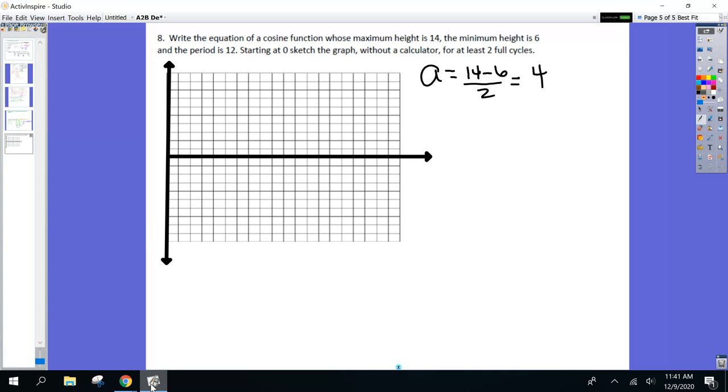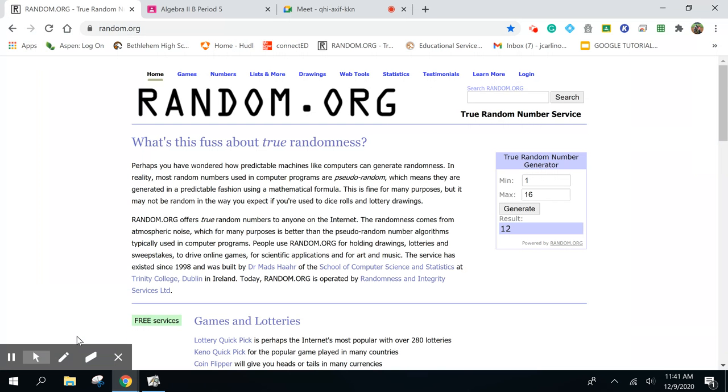Dan, how can I find the C value? The C value is 14 plus 6 over 2. What's my C value? C value is 10. Done. So I got A and C. Ready for B now. B value.